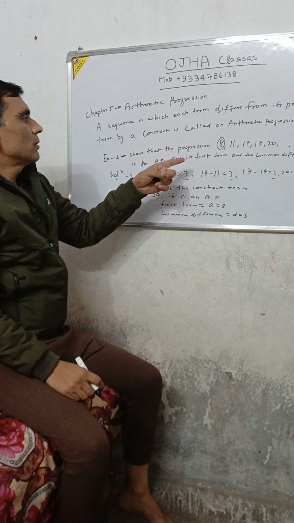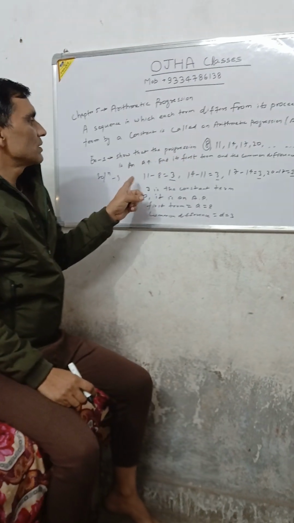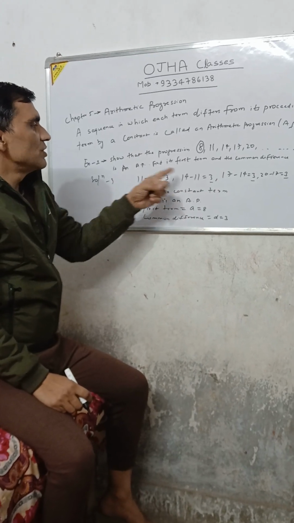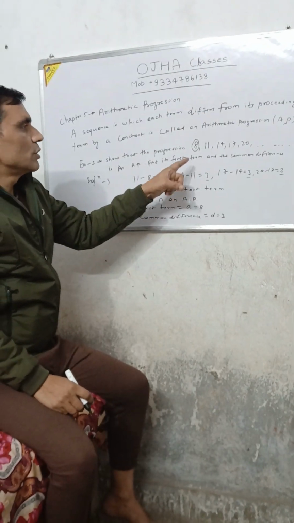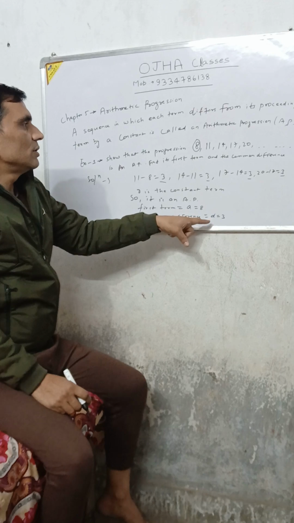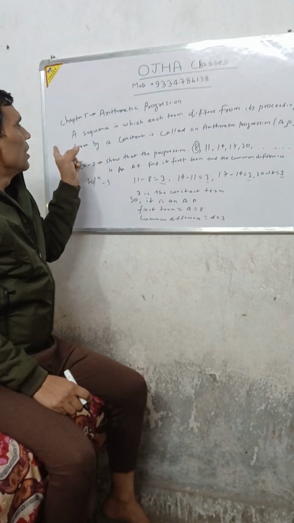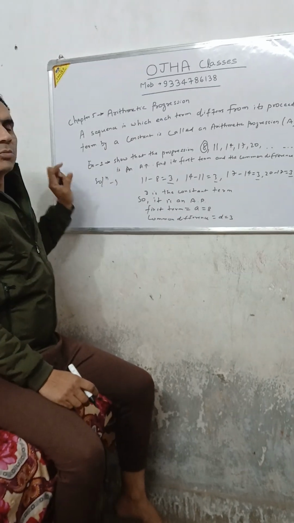Now in the example, this progression differs by a constant term 3, so it is an AP, and the first term a is equal to 8, and the common difference is 3. So we can see that all the doubts of the definition get to be clear.